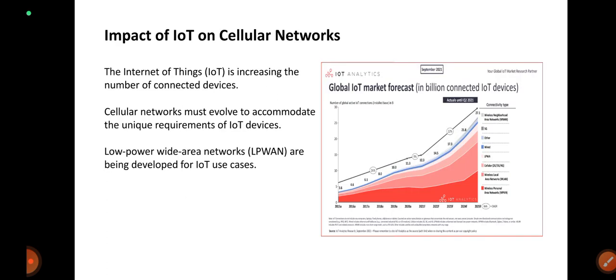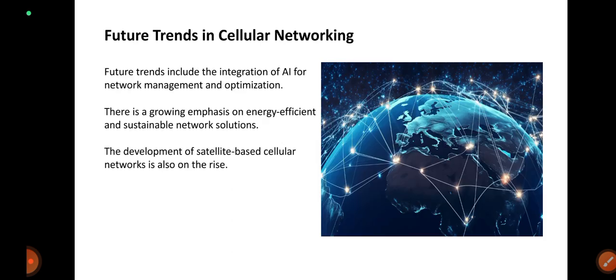Impact of IoT on cellular networks. With an increasing number of connected devices, cellular networks must evolve to accommodate the unique requirements of IoT devices. Low power wide area networks, known as LPWAN, are being developed for IoT use cases.